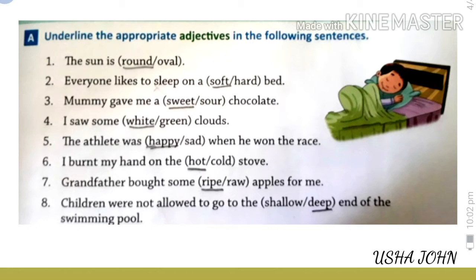Next, exercises B and C are your homework. Exercise B, you complete the crossword with the opposite of the given adjectives. Then exercise C, draw the following as specified. You draw one pair of blue shoes and a painted face in the given boxes. B and C are your homework.